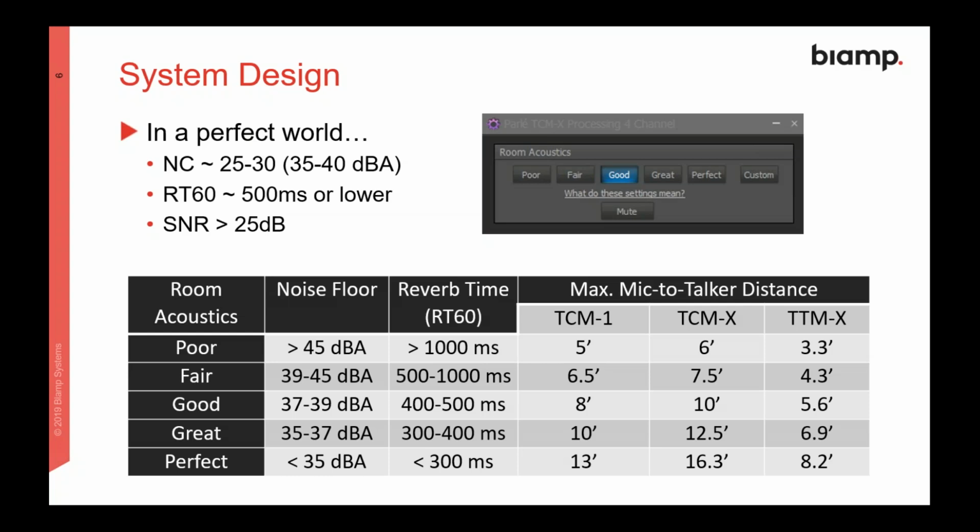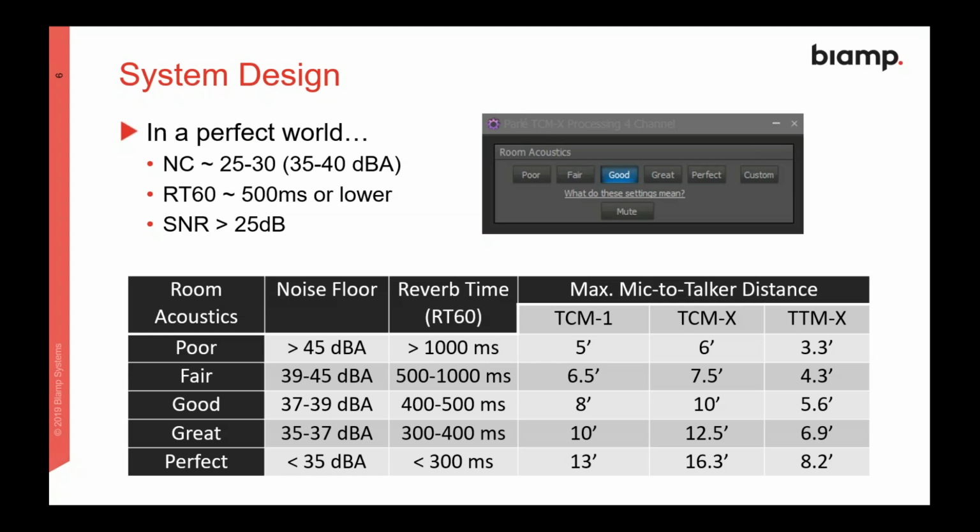So if you've looked at our calculator, which I hope all of you have at some point in time on support.biamp.com, you've probably looked at the calculator and noticed there are some acoustic settings, and we've defined a range of noise floor levels and RT60 times to go with what we consider poor, fair, good, great, and perfect acoustic settings. So again, a perfect room, less than 35 dBA. A really, really, really bad room, what we say poor here, is going to be greater than 45 dBA, or a very long RT60 time in there as well.